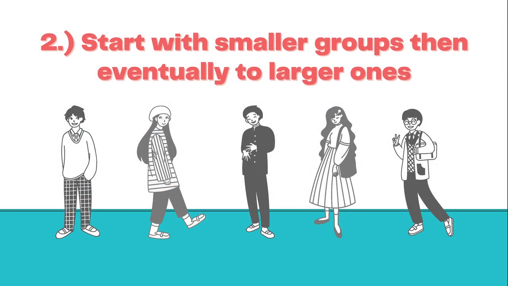Second is to start discussions with smaller groups first, then eventually to larger ones. Small group discussions allow learners to be open to other ideas and work together to come up with a conclusion. Then, as discussions shift into larger groups, learners are able to gradually improve their ability to take in more information and work together in considering every learner's ideas to have a comprehensive outcome.